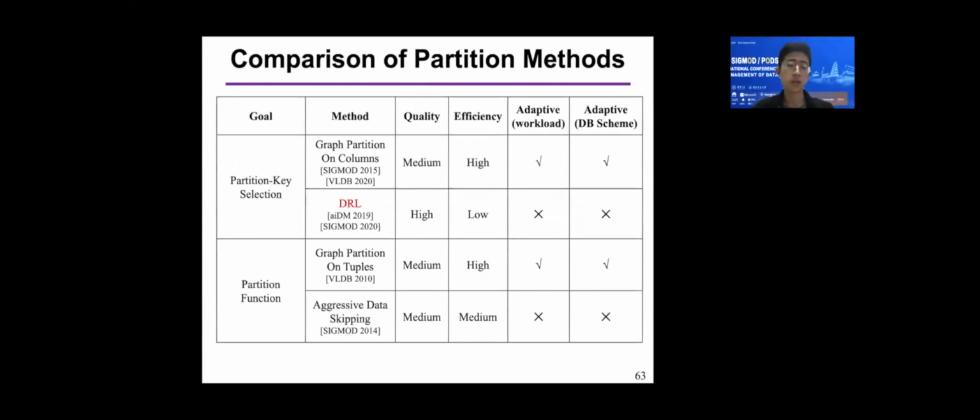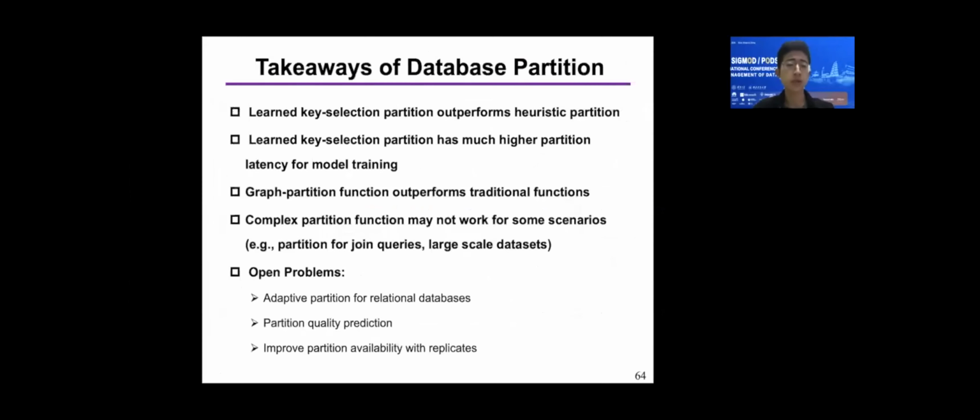In this table, we have summarized the differences of the partition methods. We can see the learning-based methods, like DRL for partition selection, can achieve the highest quality by considering more partition-related features and using the RL-based agent to explore and exploit the selection policy. However, this still has very poor adaptability for different workloads and data schemas.